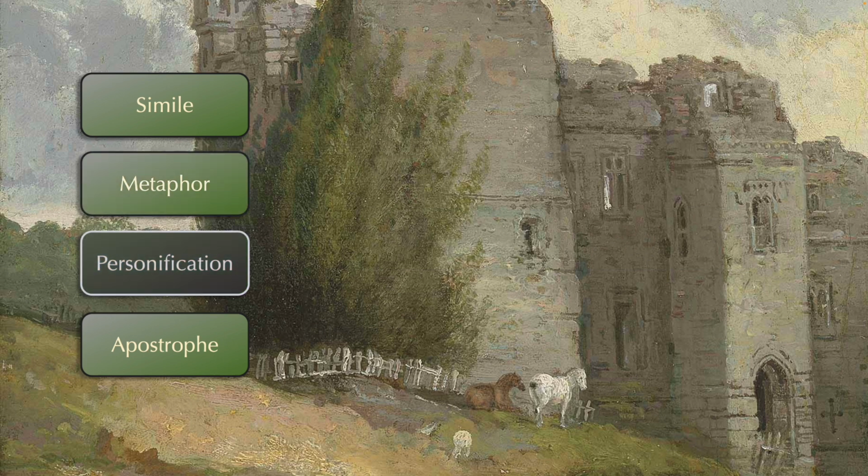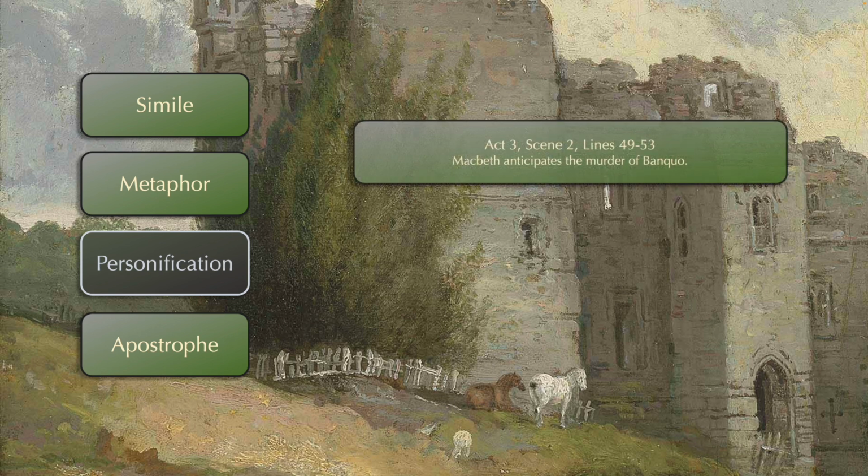Okay, personification. Quite a bit of it in Macbeth. I'm going to look at Act 3, Scene 2, lines 49 to 53. This is the scene where Macbeth and his wife are getting ready for the feast. They're talking about how difficult their lives have become, just crime leading to crime leading to crime. And Macbeth is at this point anticipating the murder of Banquo.